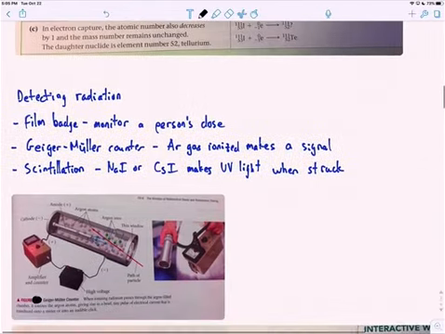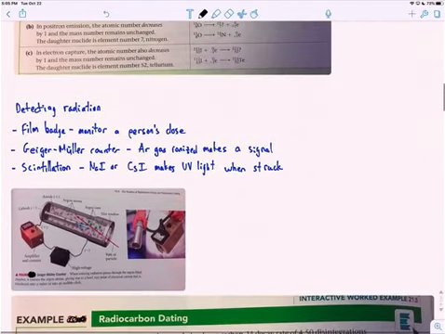Okay, so I mentioned radiation. How do you detect it? One way is using a film badge, also referred to as a dosimeter. If you ever work somewhere there's radiation, if you're an X-ray technician, or work in a nuclear power plant or a radioactive lab, you have a film badge, and this is to monitor a person's dose. So it's a long-term exposure.